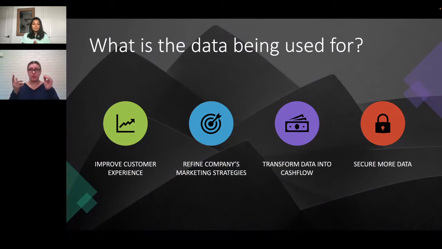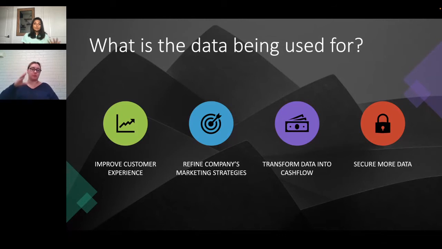One is obviously improving your customer experience. They want more engagement from the customers. They want more people accessing their website for services and products. So they want to improve the customer experience. They are trying to analyze the patterns and the behavioral data from the customers, and they're trying to improve the customer experience.